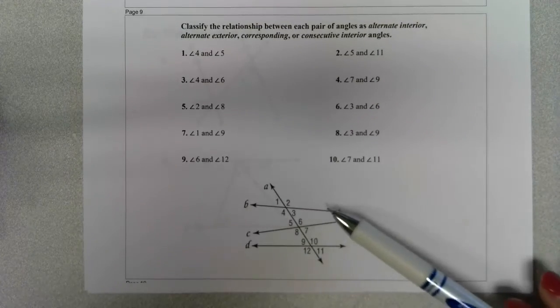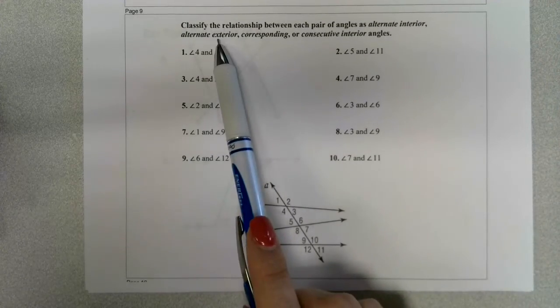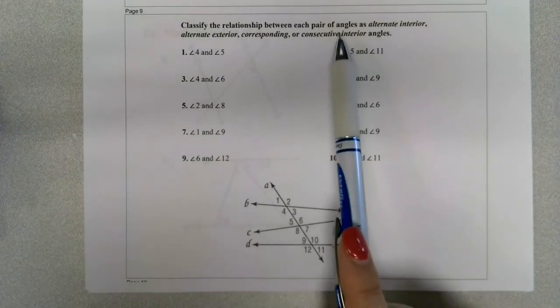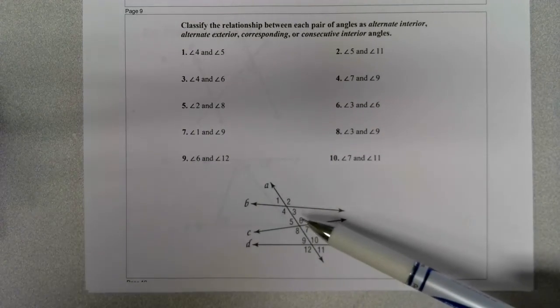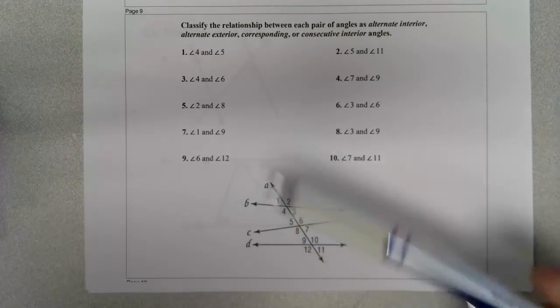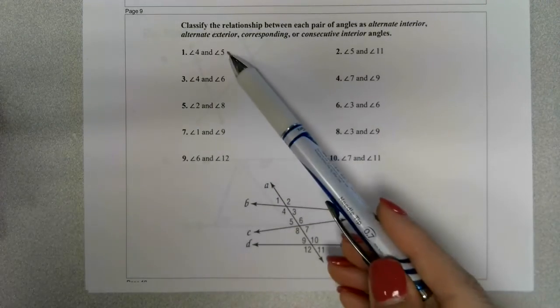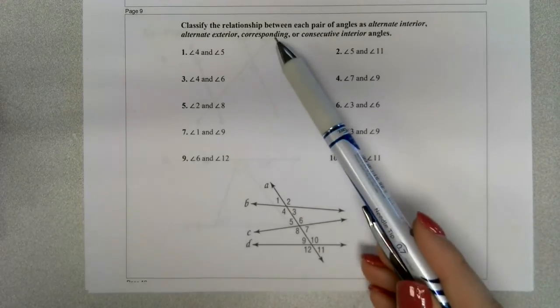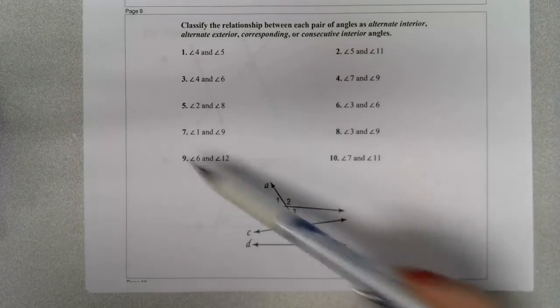But we can look at these lines and determine if we have alternate interior, alternate exterior, corresponding, or consecutive interior angles, okay? So even though we're not going to be finding any degree values, we're still going to be naming these angles based on their position, okay? Are they alternate interior, alternate exterior, corresponding, or consecutive? So I want you guys to pause this video and work through 1 through 10.